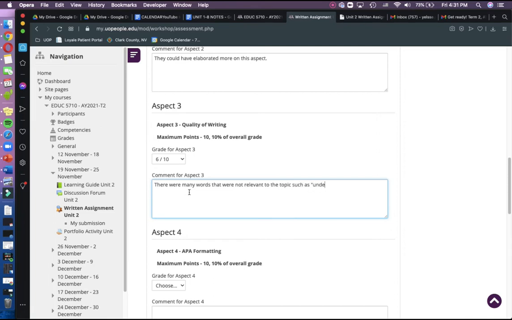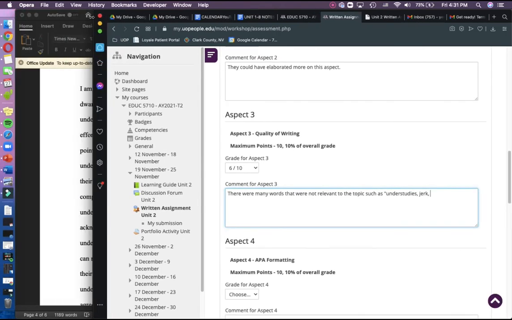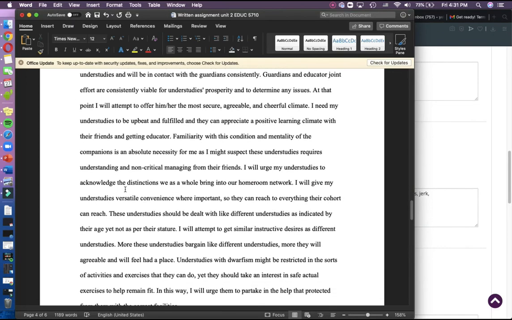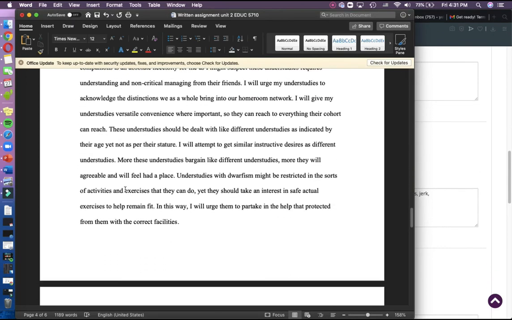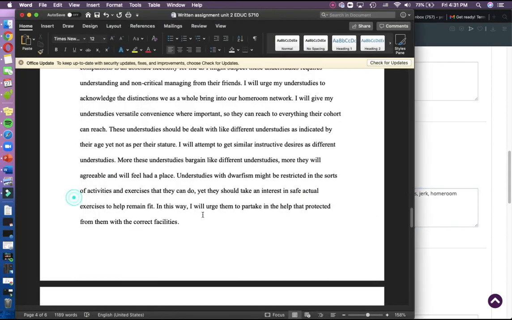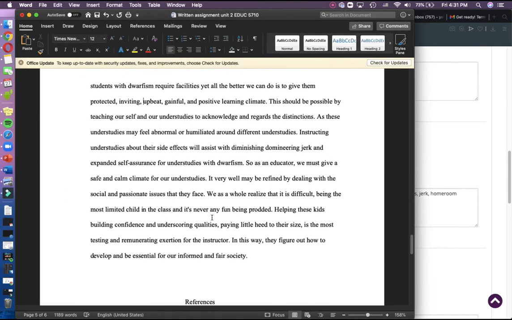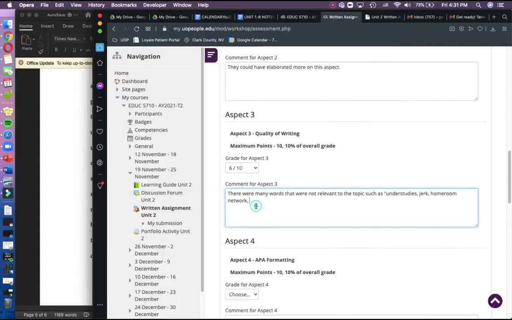And you can see me struggling on how to provide positive feedback, or constructive feedback in a positive way. And then I take out certain words or quotes from their paper to reference that these are some of the words that are not supposed to be, or that are not relevant, they don't coincide with the topic.